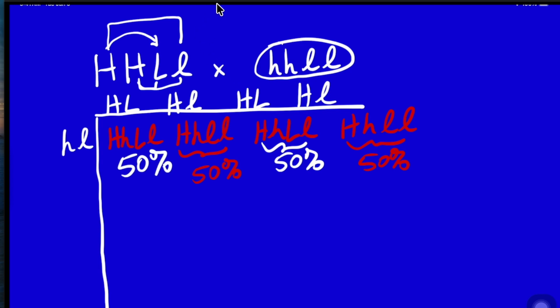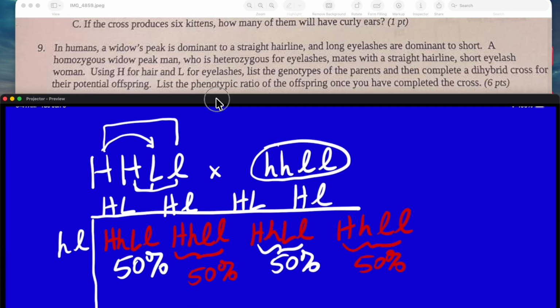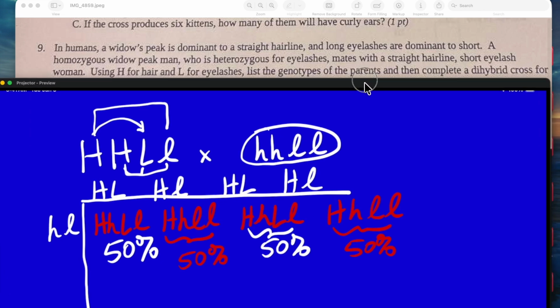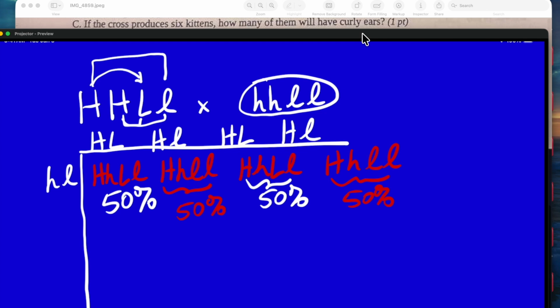Okay, let's see what they're asking for in this question. List the genotypes and complete the cross. Okay, we did that. And list the phenotypic ratio of the offspring once you have completed the cross. Okay, so it's going to be 50% widow peak long eyelashes and 50% widow peak small eyelashes or short eyelashes.